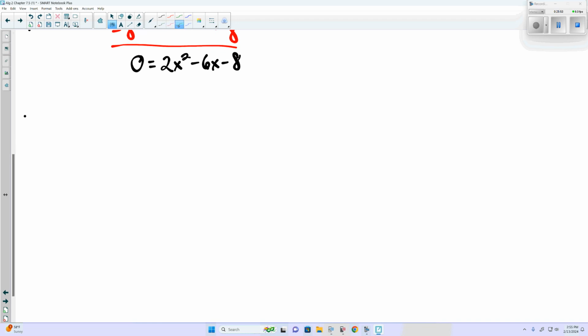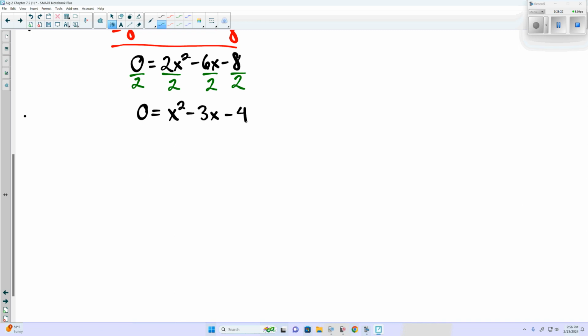Now, if there is a greatest common factor that is a number, not a variable, but a number, here it has a greatest common factor of what? 2. We can divide that out. If it's just a number, we can divide it out and nothing is going to happen. It's not going to affect the overall function, because now it'll tell us that 0 is equal to x squared minus 3x minus 4.